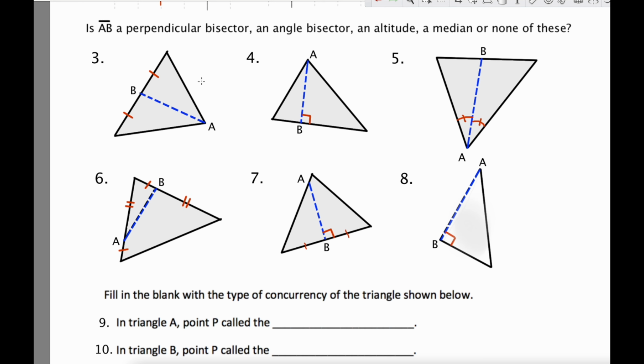Are we looking at these dashed segment ABs? Are they angle bisectors, altitudes, medians, or none, or perpendicular bisectors? So this one's going from the midpoint to the vertex. Well, that's how we define a median. This one's going, number 4, from the vertex to the opposite side, forming a 90. This is an altitude.